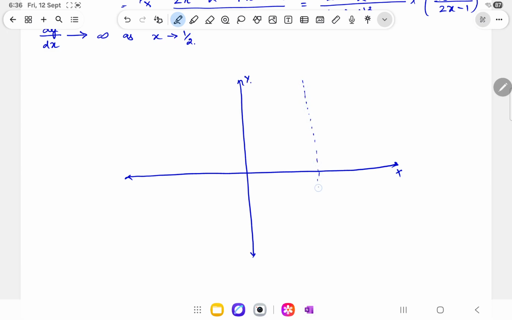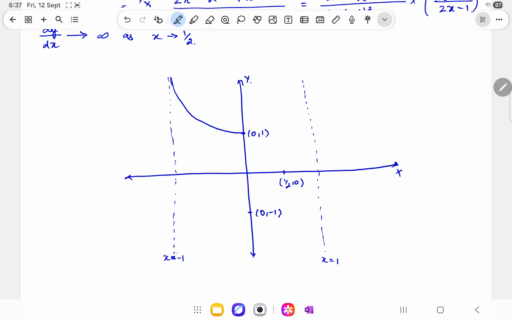So this is basically x equals 1 and x equals minus 1. Also the curve is intersecting the x-axis at (1/2, 0) and the y-axis at (0, 1) and (0, minus 1). Further we have a tangent sort of thing here at x equals 1/2. If this is the asymptote, then our curve will be somewhat like this here.